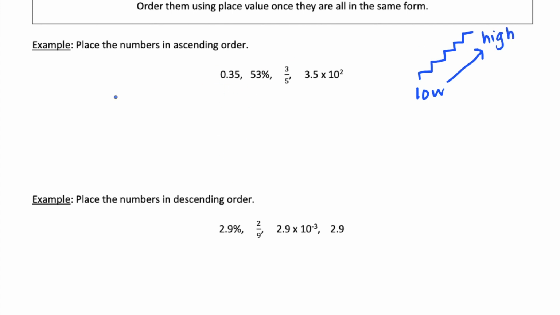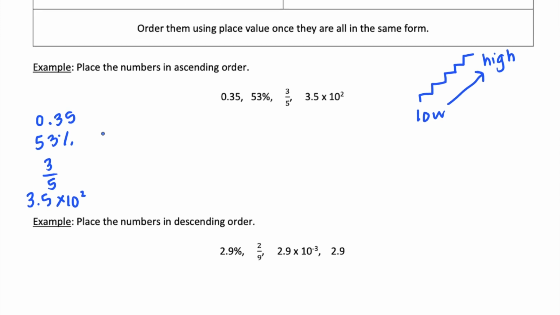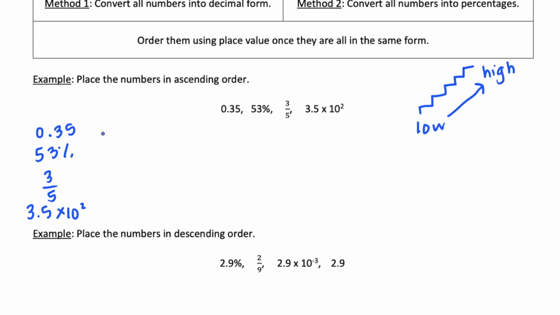So the numbers that they gave us are 0.35, 53%, 3/5, and then a number written in scientific notation, 3.5 times 10 to the second. Since these are all in different forms, you want to change them all into the same form. So I'm going to do method 1 here by converting all these numbers into decimal form.